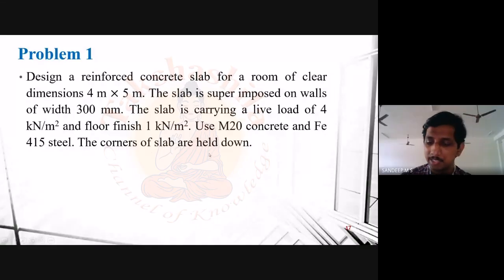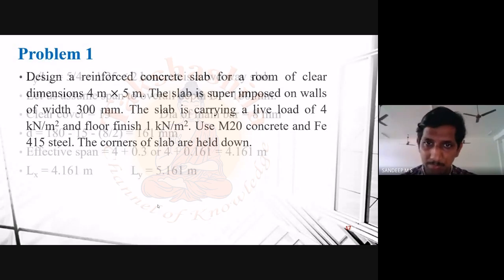Slabs are held down, that is, it is a restrained slab, and again, since this slab is superimposed on walls on all the sides, it can be considered as a discontinuous slab. So on all 4 sides it is discontinuous. So these are the things that you should note from the statements given in the question.